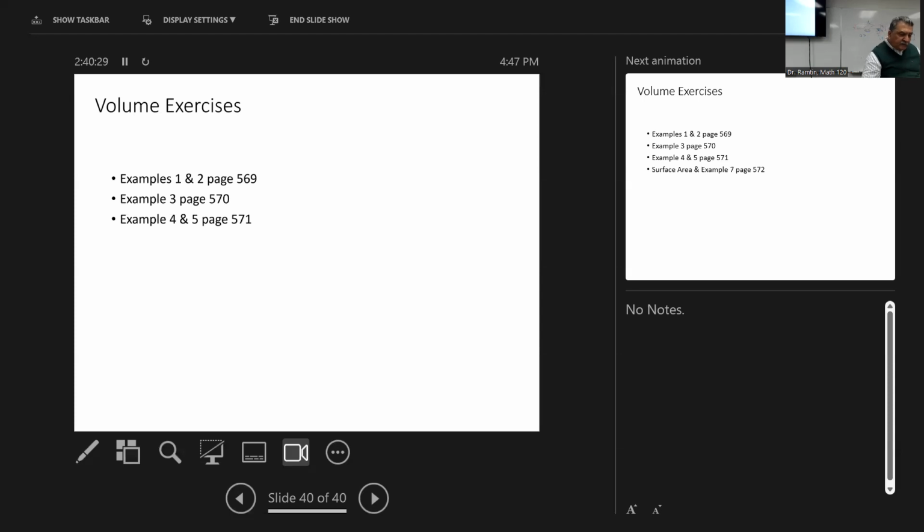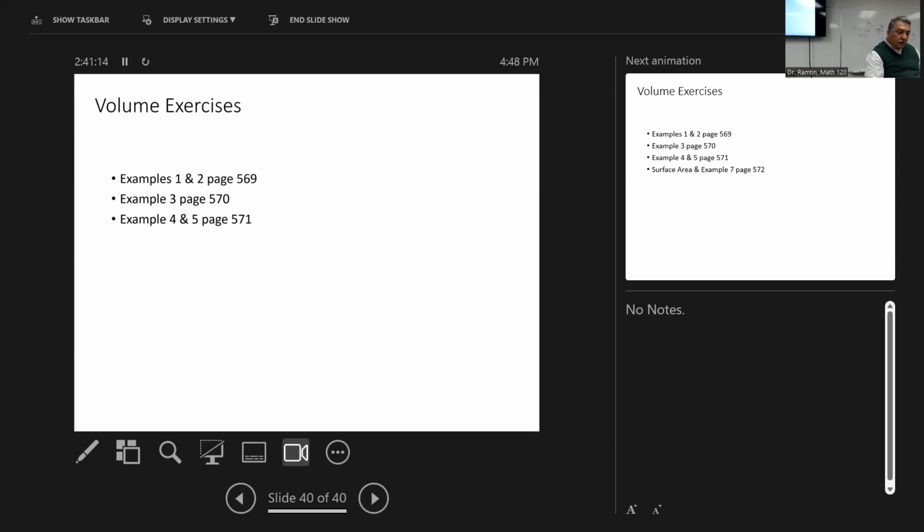Let's look at page 571, examples 4 and 5. Find the volume of a cylinder. The volume of a cylinder is basically the area of the base multiplied by the height of the cylinder. So if that cylinder has a radius of 20, I find pi r squared. It gives me the area of the base, and multiplied by the height, 9, you get the volume.